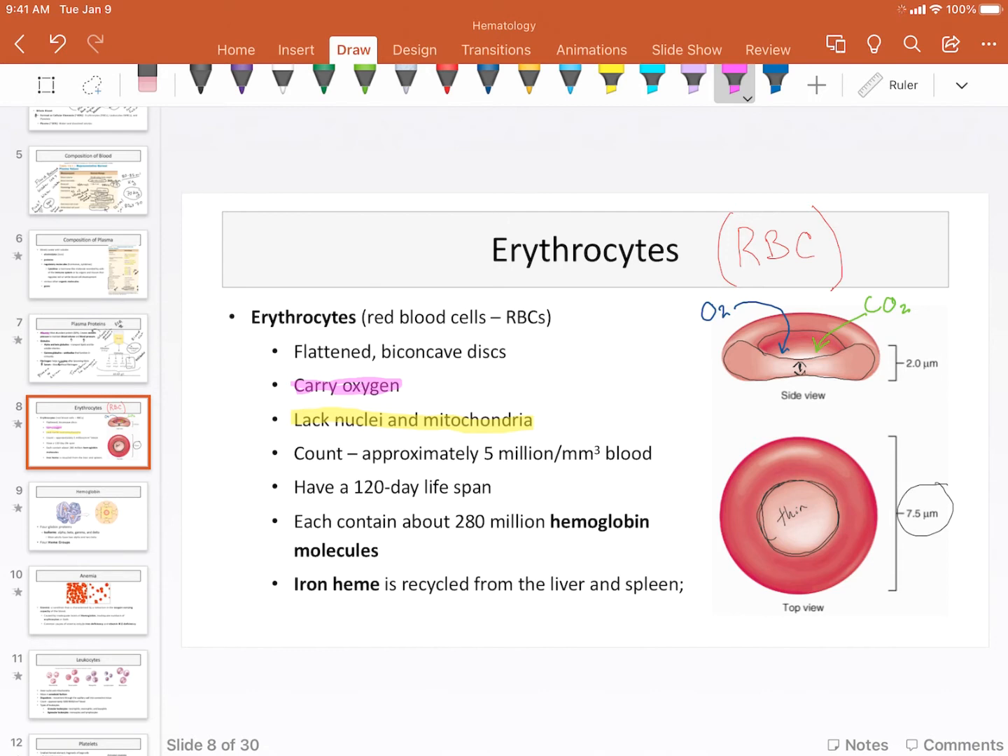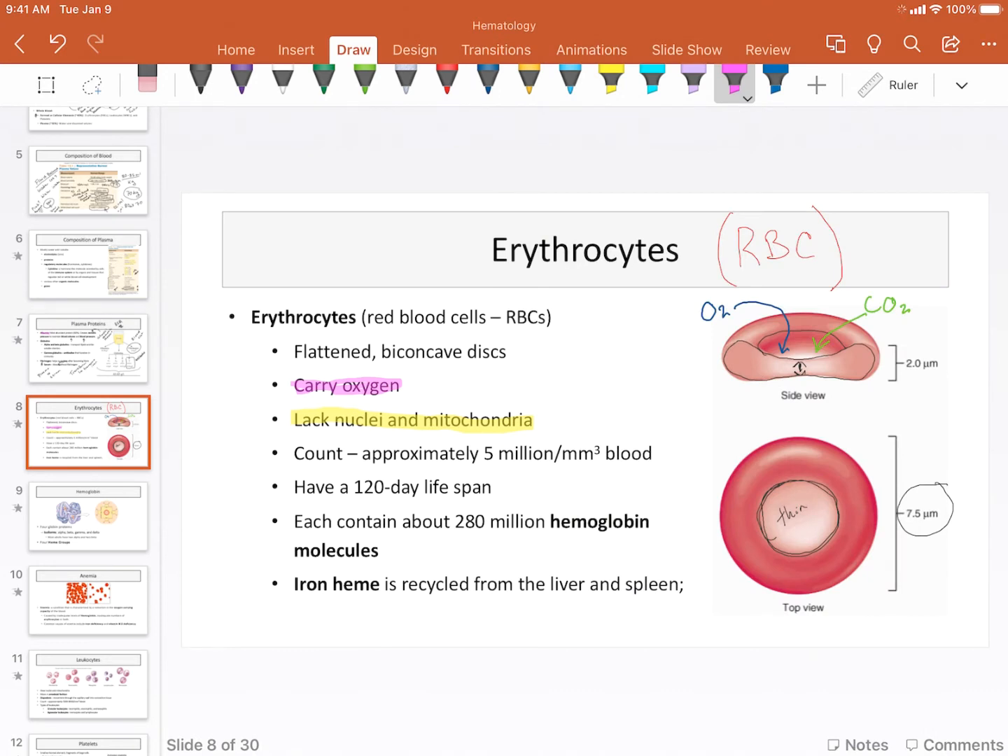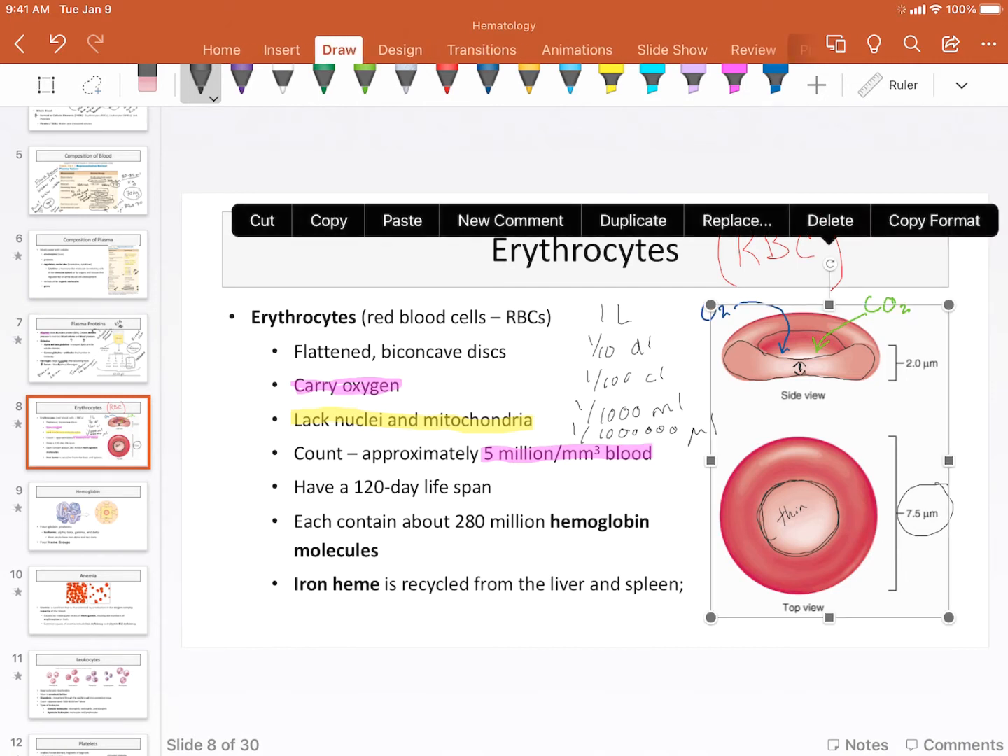To give you some numbers to think about, I've mentioned these numbers before, but let's think about them in terms of what this actually means. We have approximately 5 million red blood cells for every microliter of blood, that's what a mm3 means, 5 million per microliter. So just think how small that is. As a reminder, our liter is our base unit, 1/10 is a deciliter, 1/100th is a centiliter, 1/1000th is a milliliter, and 1/1,000,000th is a microliter.